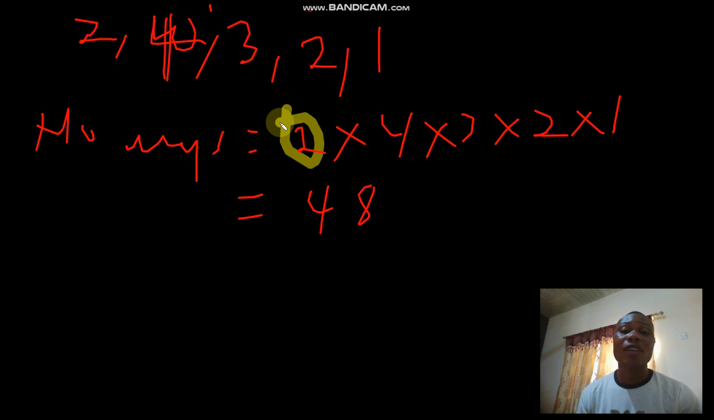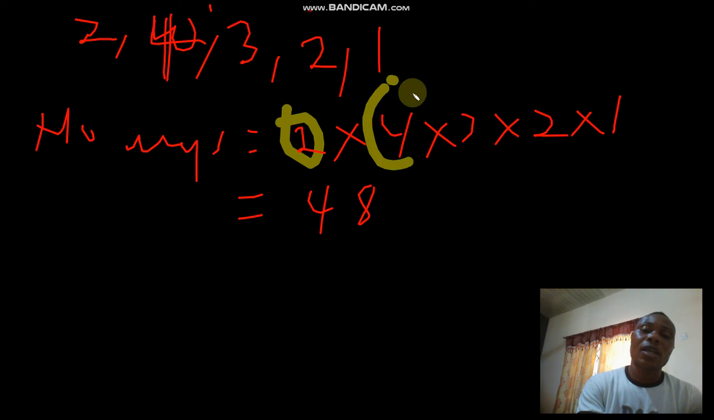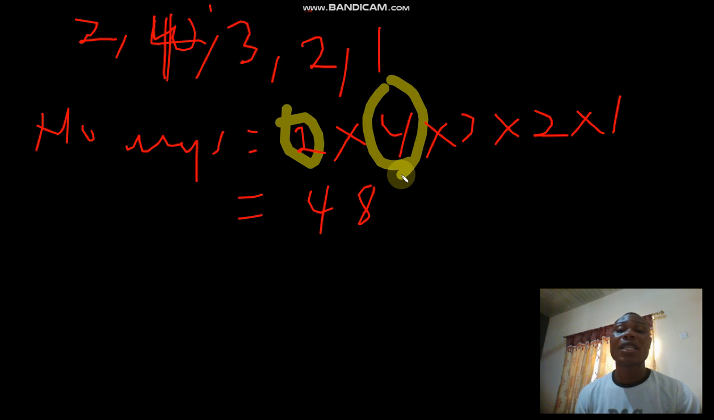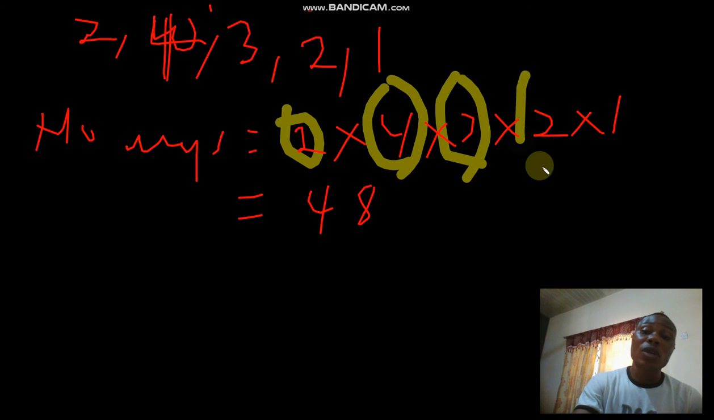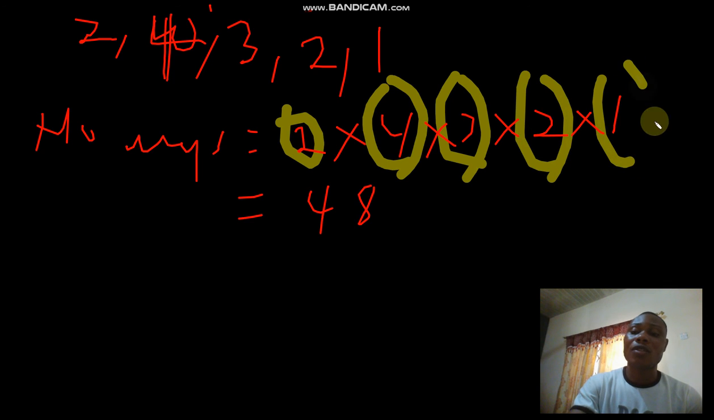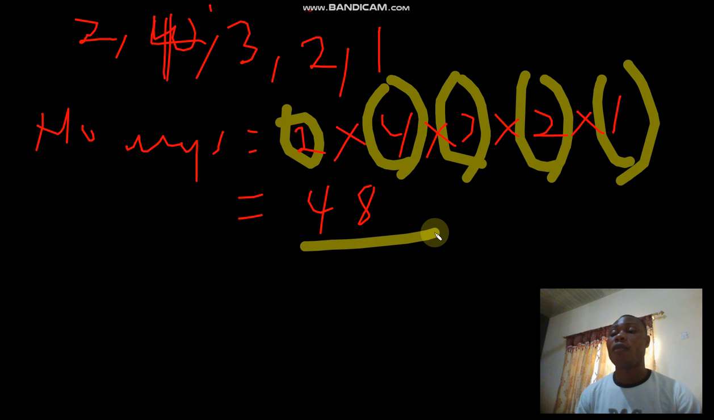Then the third person has 4 seats available to choose from. The 4th person will be left with only 3 seats to choose from. The 5th person will be left with 2 ways, and the last person will just sit on the last seat, and that's it. So we multiply all this to get 48 ways.